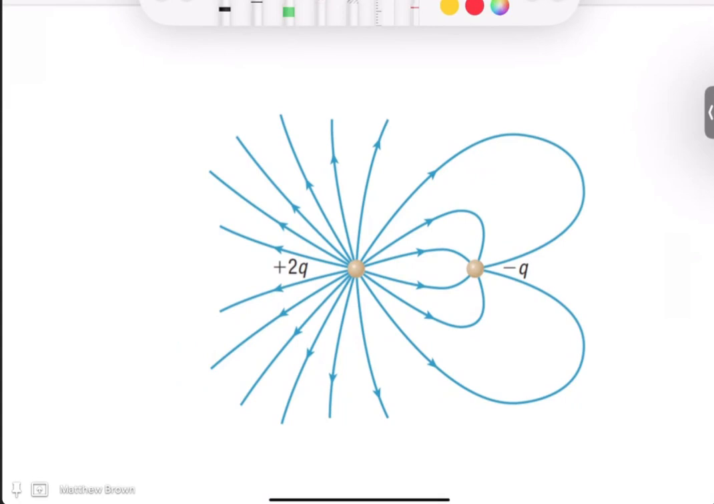What's really worth noting about this is there are more lines at the 2Q, and that's one of the ways we try to represent the strength: by the number of lines. So that's the first little catch if you were going to draw this. You've got to say, well, I've got to have more lines if it's plus 2, stronger, and then I've got to have some of them, like I said, going towards the negative Q.